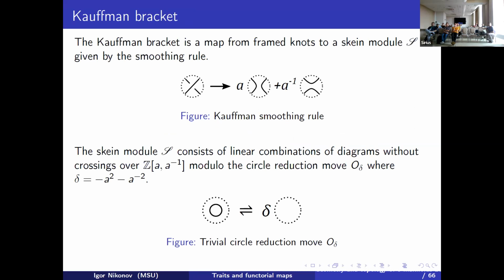So, some examples of such invariants. The most known example is maybe the Kauffman bracket, which is defined for classical knots. In classical knots, we consider every crossing and replace it with two smoothings with coefficients given by the Kauffman smoothing rule, and we get a diagram without crossings. Then we use one move on that diagram without crossings, which eliminates a simple circle and replaces it with some multiplier delta. Thus, we can reduce all circles in the classical case to the empty diagram, and we get a polynomial invariant. So this is an example: we start with a classical knot theory and use a smoothing rule to get to a knot theory of diagrams without crossings with one move, circle reduction.